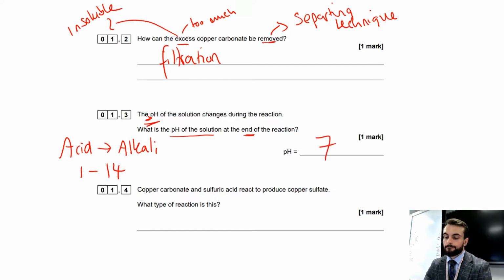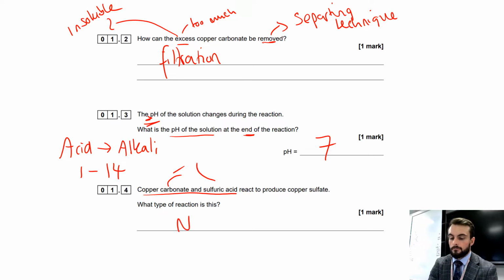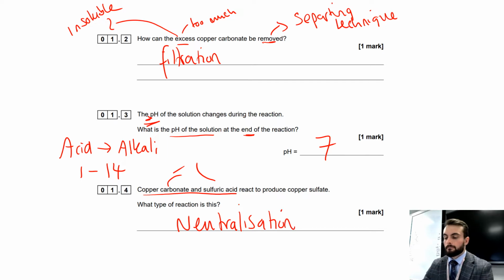It's 7. And then the last one, copper carbonate and sulfuric acid react to produce... We already talked about this. Yeah, alkali, acid, neutralisation. Next one.